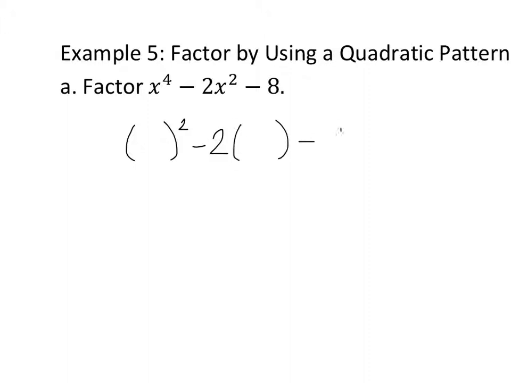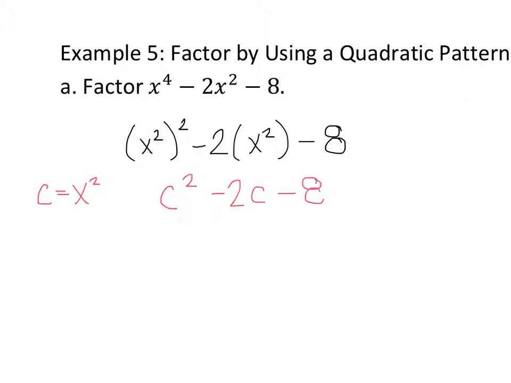Those parentheses would be where x goes. What goes in those? What squared makes x to the 4th? x squared. And then x squared would go here as well. So we're actually going to make that disappear by replacing it with another letter. Give me a letter. C. Okay, c will equal x squared. So I'm going to have c squared minus 2c minus 8. And that looks easier to deal with.